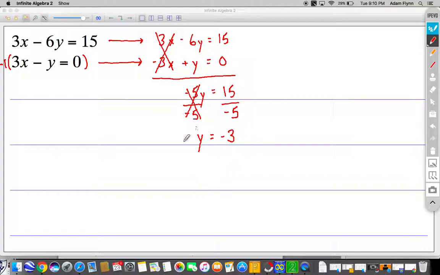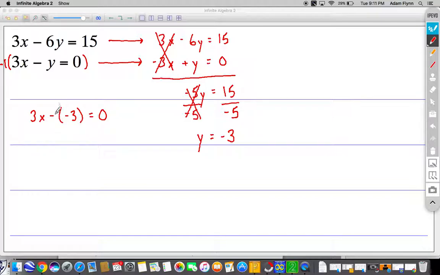So now that we know that y equals negative 3, we can take this negative 3 and plug it in for y in either the top equation or the bottom equation. As I said during problem number 1, and I'll continue to say, it does not matter which equation you pick, you should get the same answer. So I'm going to pick the bottom one. So we have 3x minus negative 3 equals 0.